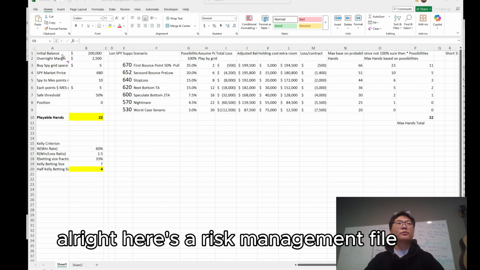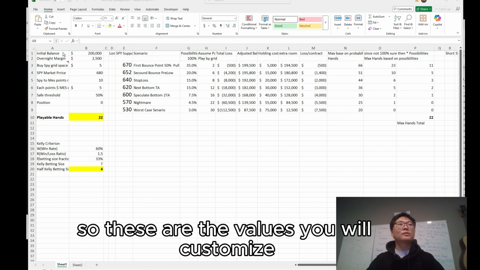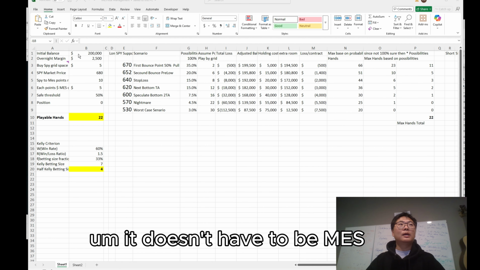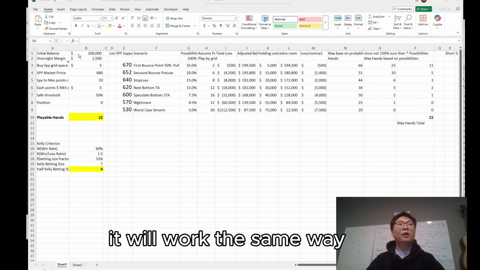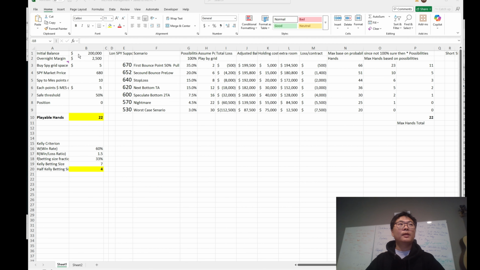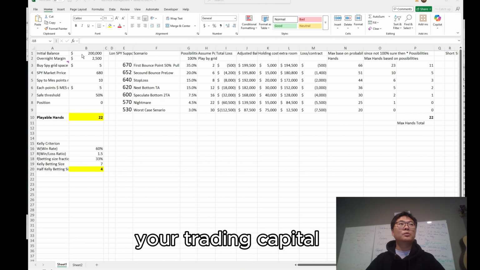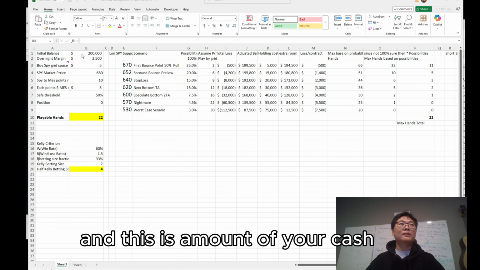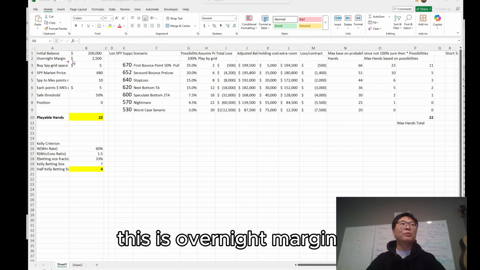Alright, here's the risk management file. Let's start with the input parameters. These are the values you will customize based on your trading account and strategy. It doesn't have to be MES, it could be ES, NQ, or MNQ. It will work the same way. So the first one is your trading balance, your trading capital. In my example, I'm using $200,000, and this is the amount of cash that you have available for trading.